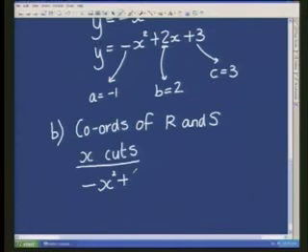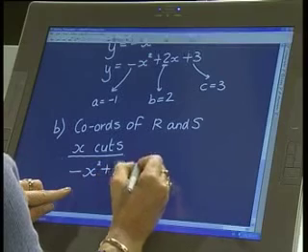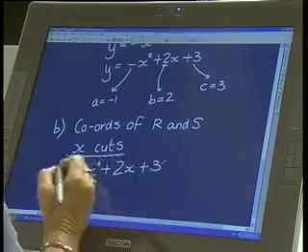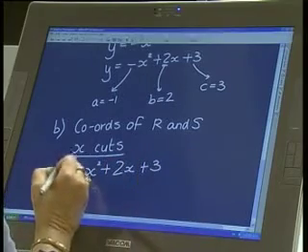No. That's if I've got the points and I'm trying to find the equation of the parabola. Now we've just found the equation, so we're going to use the equation that we found in the next question. The equation of the parabola is minus x squared plus 2x plus 3 is equal to y.